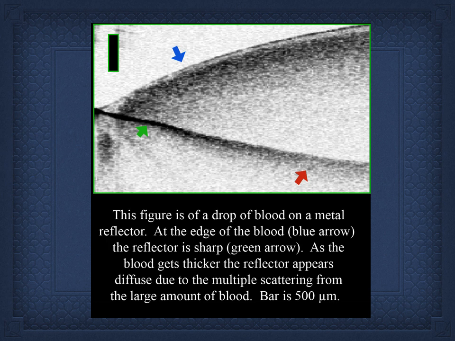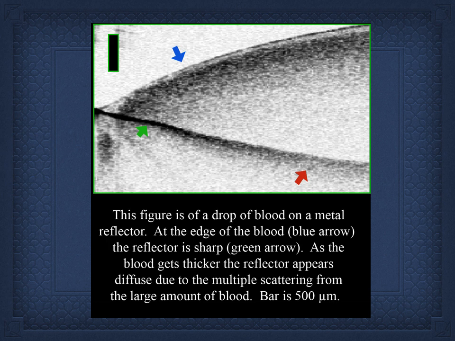I'm going to illustrate this point with this slide. This is a drop of blood on a metal reflector. The reflector is horizontal, but it looks curved. So the top is the surface of the blood, blue arrow, and the green and red arrows are pointing to the reflector. So it looks horizontal, it's horizontal, but it looks curved because light travels slower in blood, or the blood has a high refractive index.